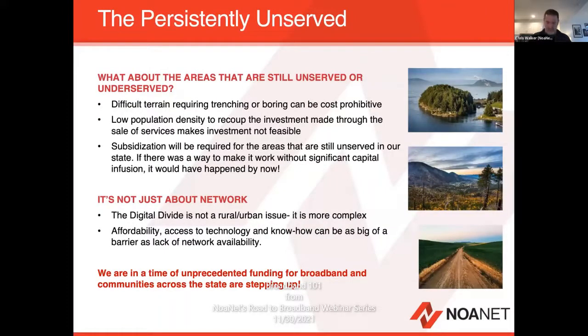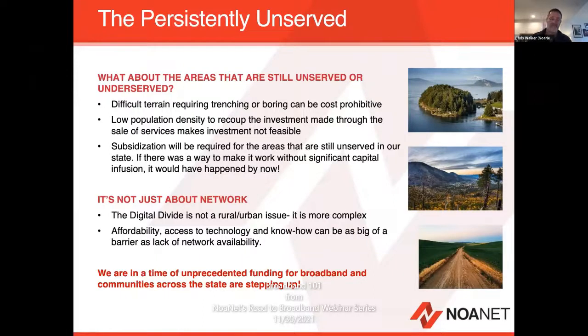Unserved and underserved. Those are terms you're going to hear a lot. And if you haven't, and I'm sure you already have, right? You've been talking about the digital divide. You've been talking about unserved. You've been talking about underserved. Who's underserved and unserved? Well, it's our neighbors who live in low population areas, and it's expensive to build to them, right?